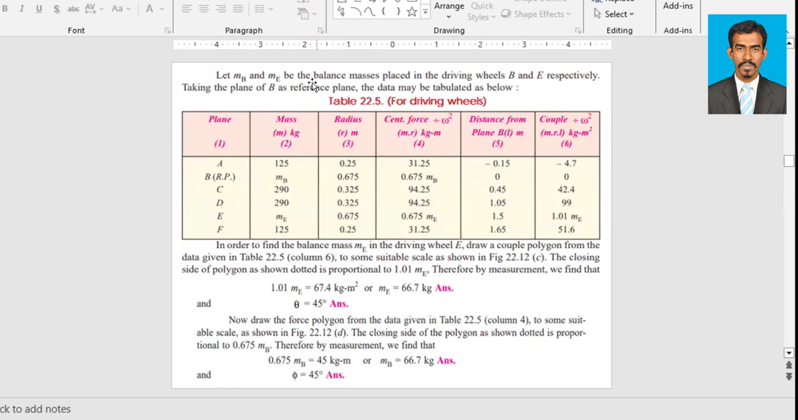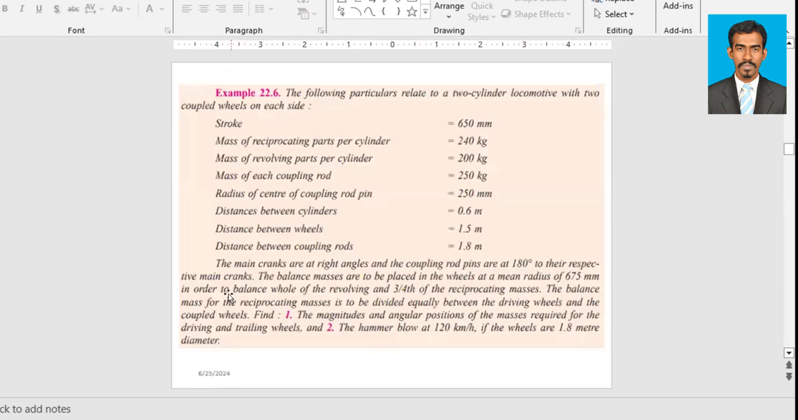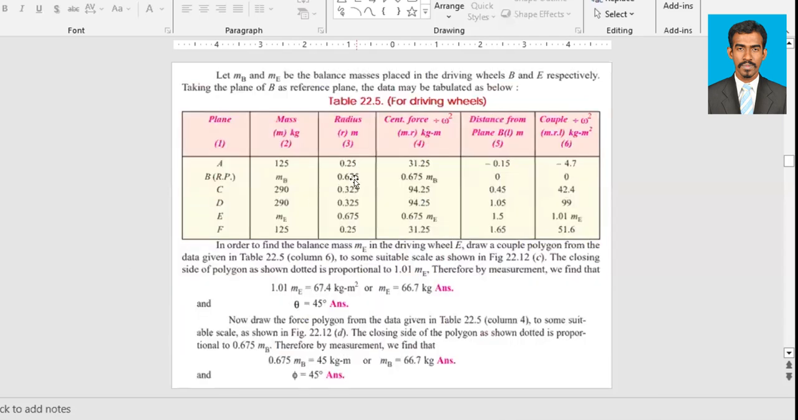Let MB and ME be the balance masses. So MB and ME are the balance masses placed in the driving wheels B and E respectively. It is asked in the question to distribute the masses equally between the driving wheels and the coupled wheels. So now we have to divide it equally. First we'll go with the driving wheel.